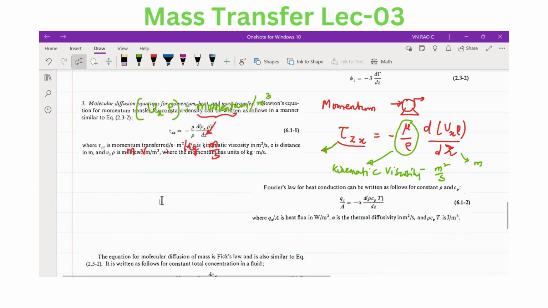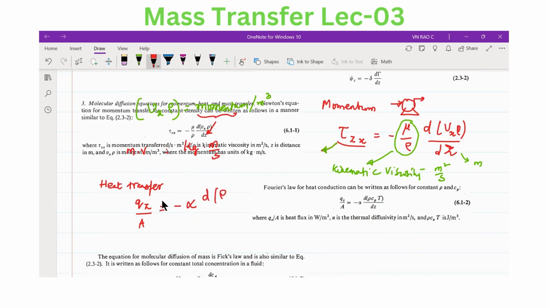Yeah, the next one is heat transfer, or thermal energy transfer. In this, the equation would be written in terms of qz by A. That is, the left hand side is qz by A is equal to minus alpha d of rho Cp T by dz.